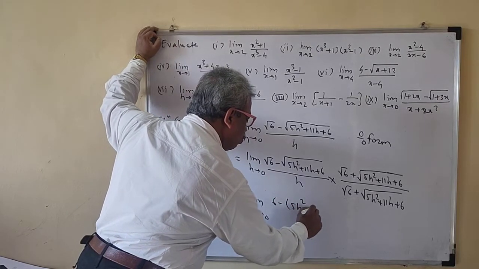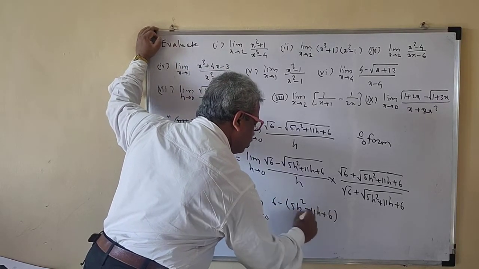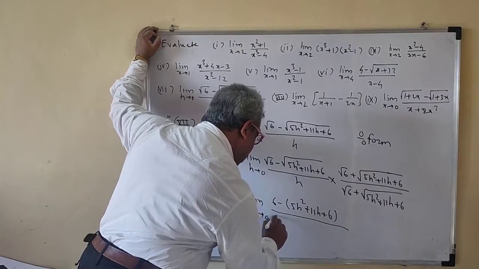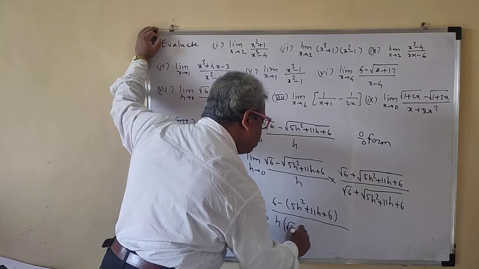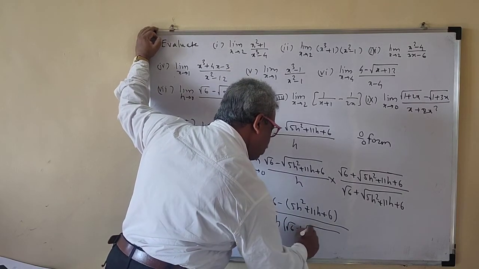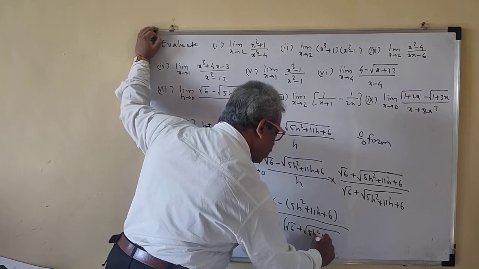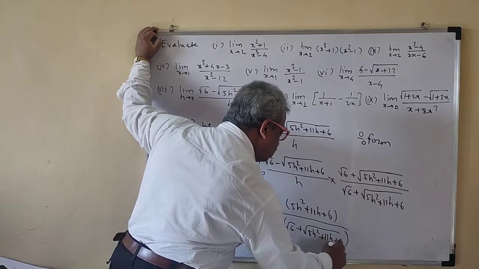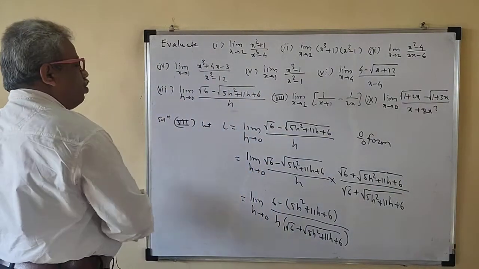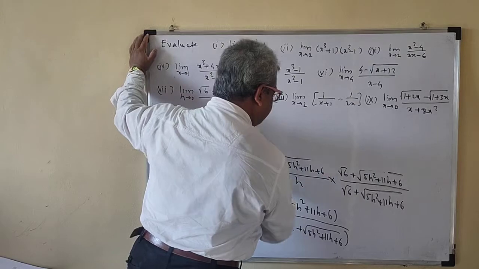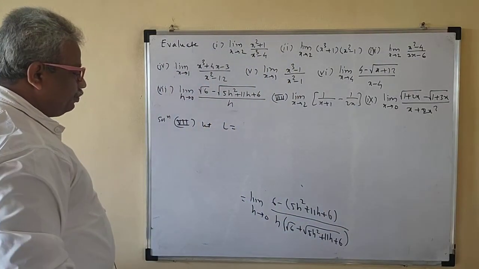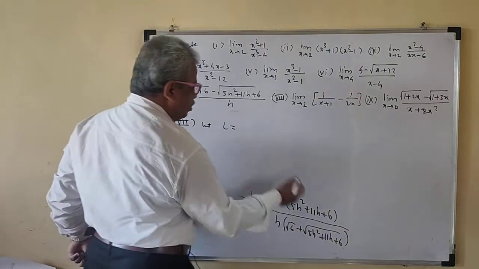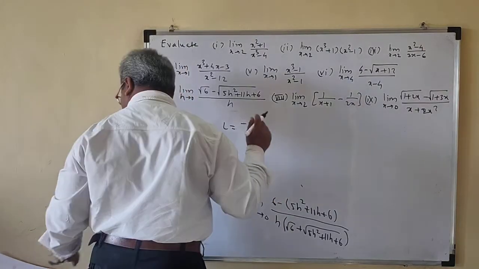Just we have to remove the root now. Plus 6 upon h into, I have to write this in bracket. So root 6 plus root of 5h square plus 11h plus 6. Now if you simplify this, so what happened? So now this is 6. So this is what? Minus of, this is limit.